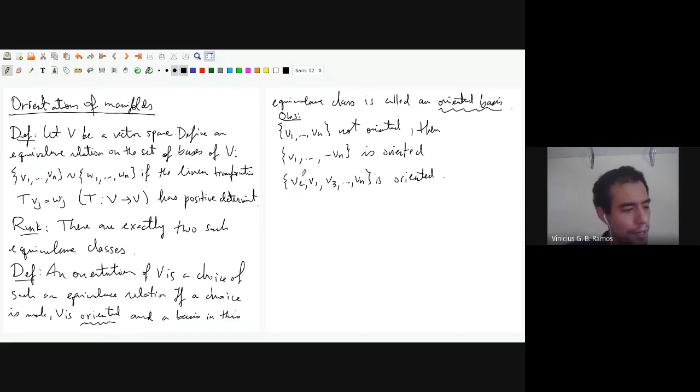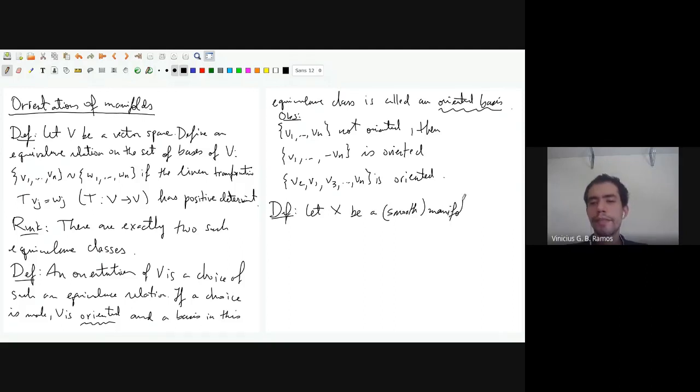Okay, so now we can talk about an orientation on a manifold. Let X be a smooth manifold. I'm not going to talk about orientations on topological manifolds because it's a little bit more subtle, but on smooth manifolds it's a little bit easier. If you want to know about orientations on topological manifolds, you should take algebraic topology next semester.